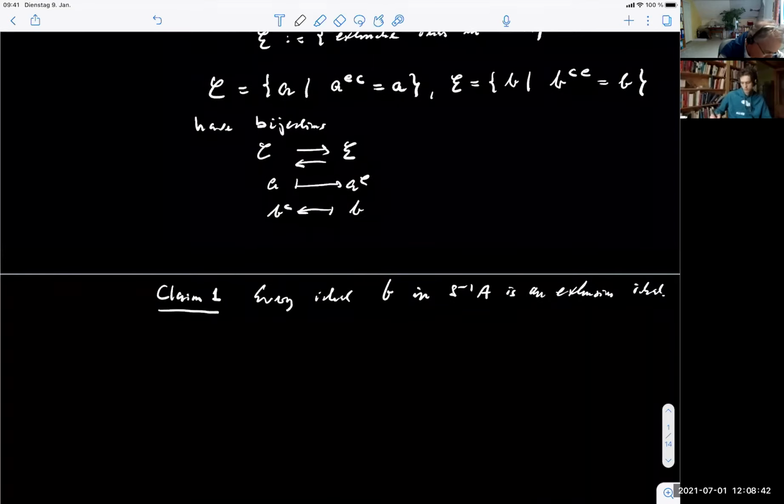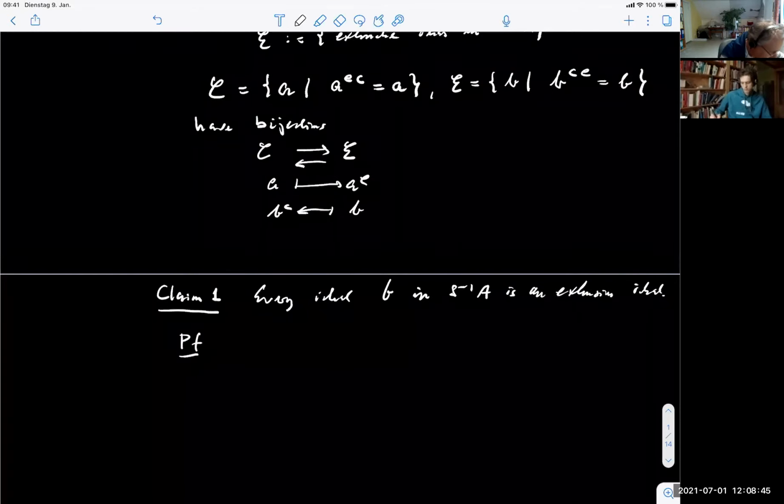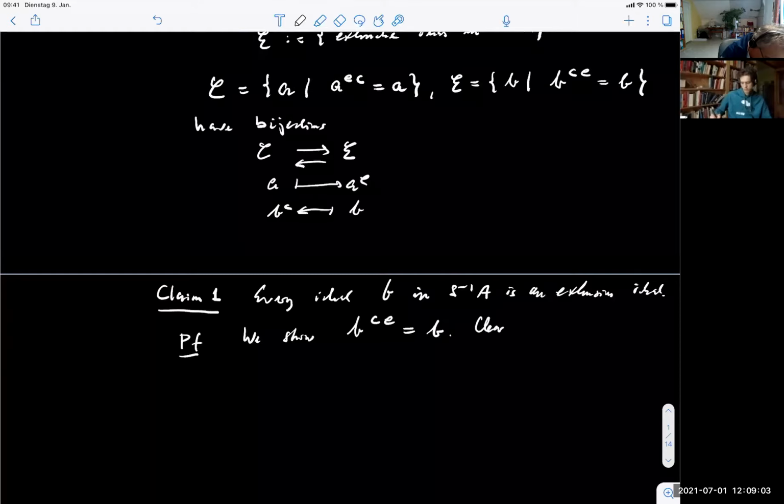Okay, so let me prove that. That's very simple. We can show, using these general principles, that b contracted extended equals b. Then I am done. What is clear is always this inclusion. This is always true, and we have to show equality. So let's take a general element in the ring b that's of the form x over s.